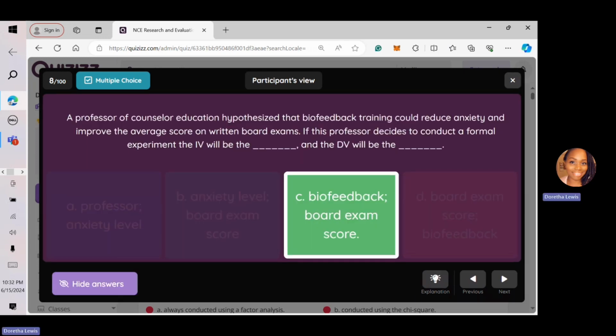If you chose C, you are correct. Biofeedback, right? So I manipulate, right? I'm introducing something to the group, which is the biofeedback, right? And the DV will be board exam scores. Will they increase, right? And then hypothesize means that I believe there is a significance between the two, between biofeedback and exam scores.